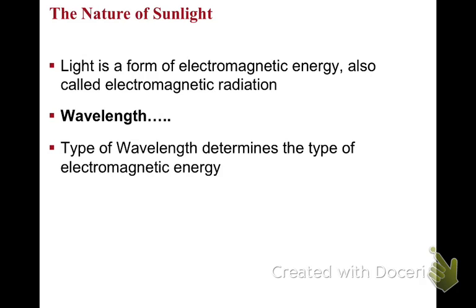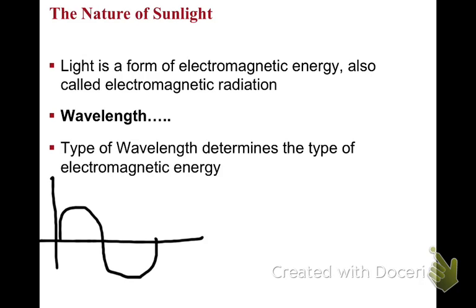The nature of sunlight is that it emits light, a form of electromagnetic energy, also called electromagnetic radiation. It has a varied range of wavelengths. Now, what is a wavelength? People understand it as something like what they have encountered in a graph. You have something like a crest and a trough.